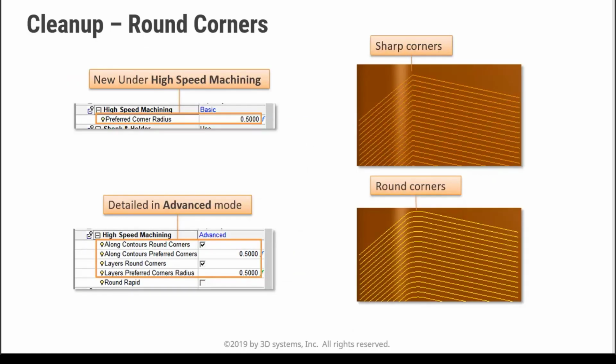In Cimatron 15, the cleanup procedure allows round corners. Rounding is possible for all motions. This new option is located under high-speed machining. If basic is selected, a default preferred corner radius is shown and refers to all sharp corners. In advanced mode, the user has control over the value of the round corner for layers and for all motions other than layers.